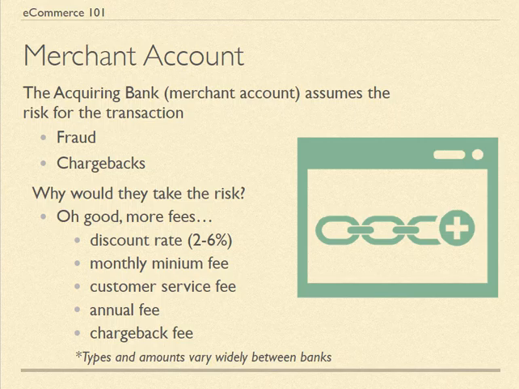So the reason that they take the risk is they can charge more fees. A discount rate comprises a number of dues, fees, assessments, network charges, and markups that the merchants are required to pay for accepting credit and debit cards. Each bank has real costs in addition to the wholesale interchange fees and creates profit by adding markup to all of the aforementioned fees. These types of fees do vary widely depending on the bank that you're using.